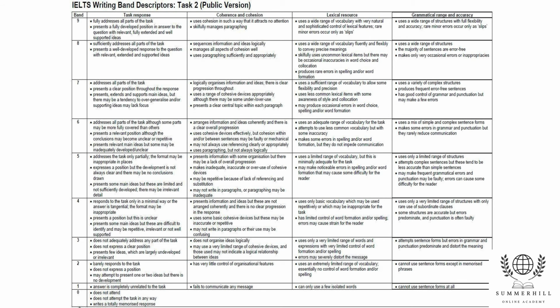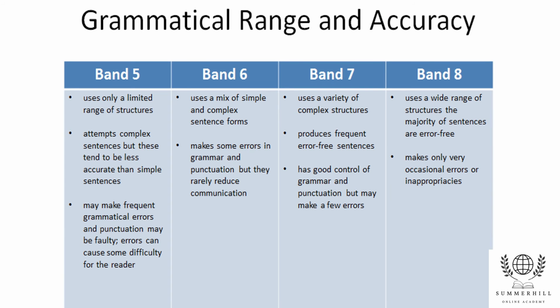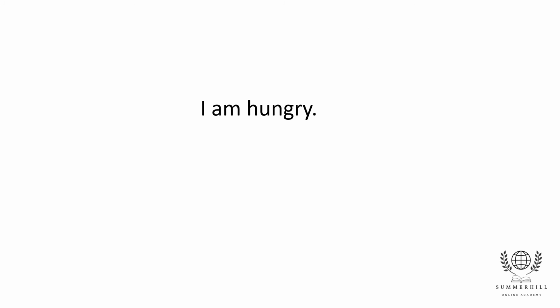And using complex sentences correctly is so important for grammar range and accuracy. So we know that in order to satisfy at least a band 7, we need to use a variety of complex sentences. And the easiest way to use complex sentences is to create subordinations.